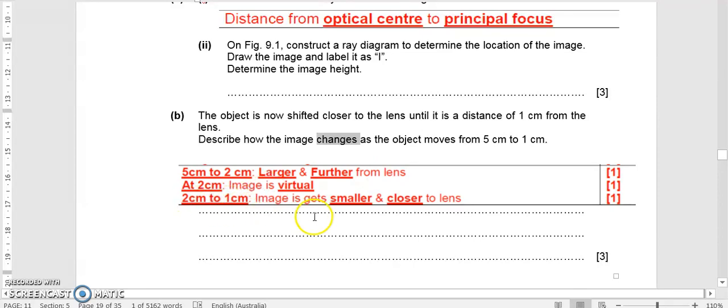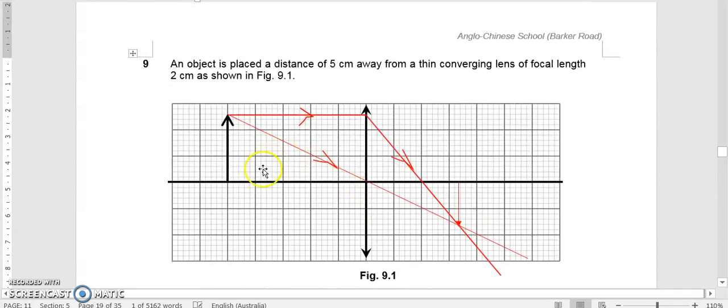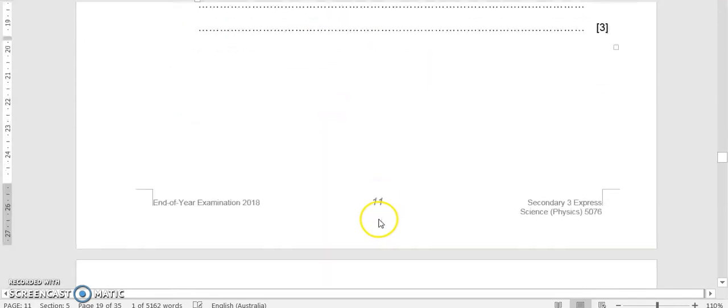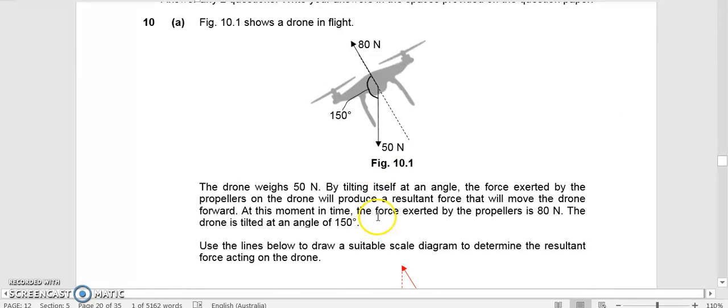After that, 2 cm to 1 cm, it gets smaller and closer, right? So closer to the lens. Okay. All right. So section B.